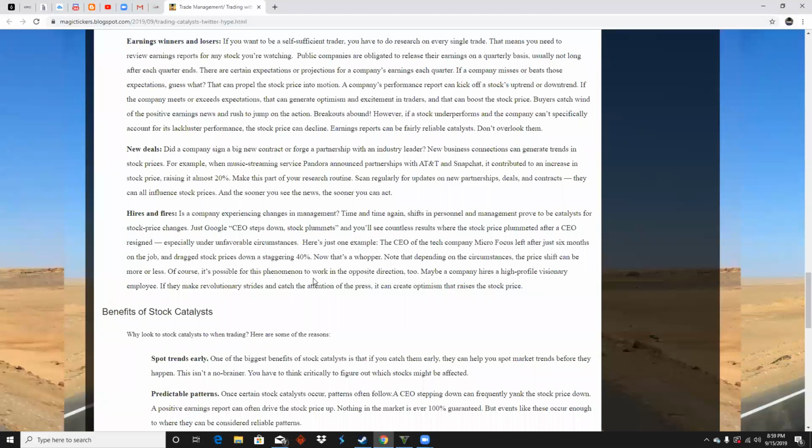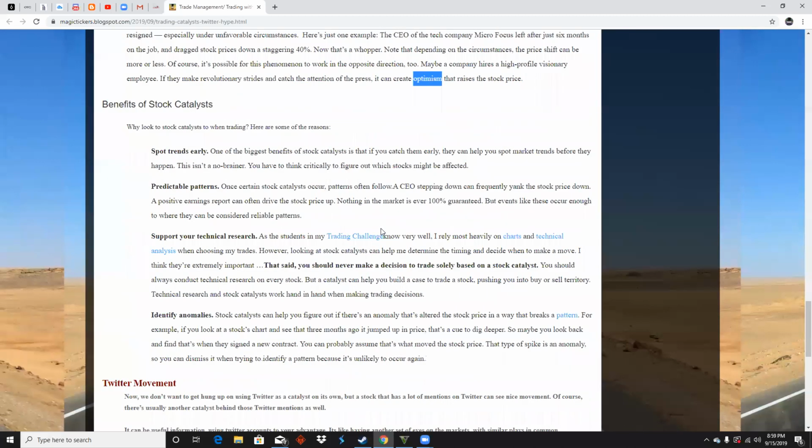It's possible for this phenomenon to work in the opposite direction, too. Maybe a company hires a high-profile visionary employee. If they make revolutionary strides and catch the attention of the press, it can create optimism that raises the stock price. Underlining optimism in this sense here, you've got to create that optimism for traders to assume or speculate.